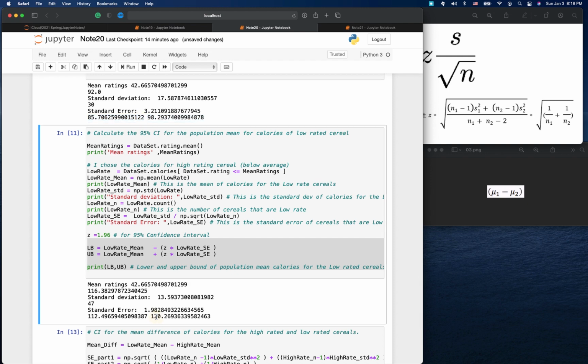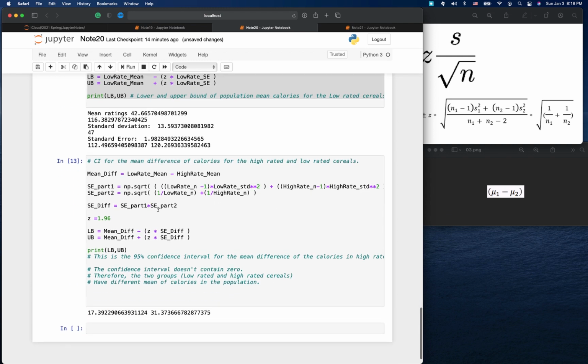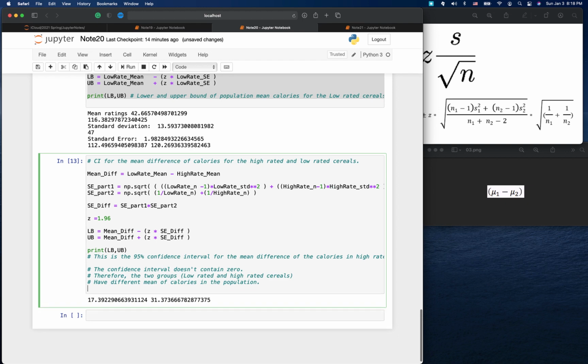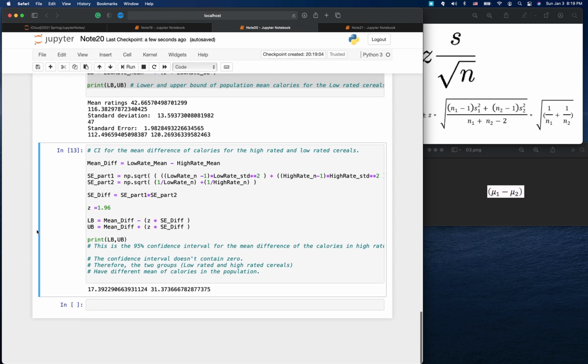And now we see that yes, these two groups, the mean calorie difference is definitely not similar for high rated cereal and low rated cereal.